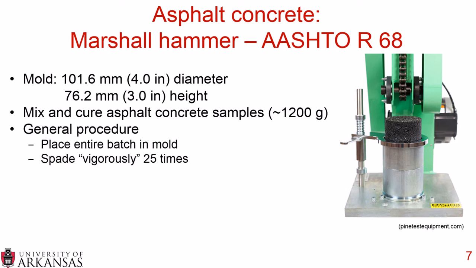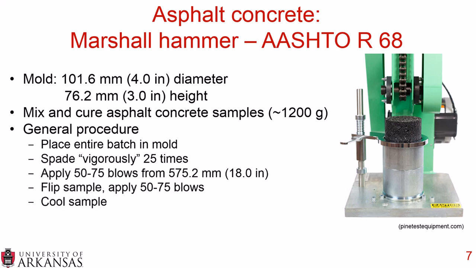You place this entire mixed and cured asphalt concrete sample or batch in the mold. You then spade it vigorously 25 times, and the word vigorously is in AASHTO R68. You apply 50 to 75 blows from 18 inches high, or about 575 millimeters. You flip the sample and you apply another 50 to 75 blows, and you allow the sample to cure. And you can see on the right that is a compacted asphalt concrete sample using the Marshall hammer.